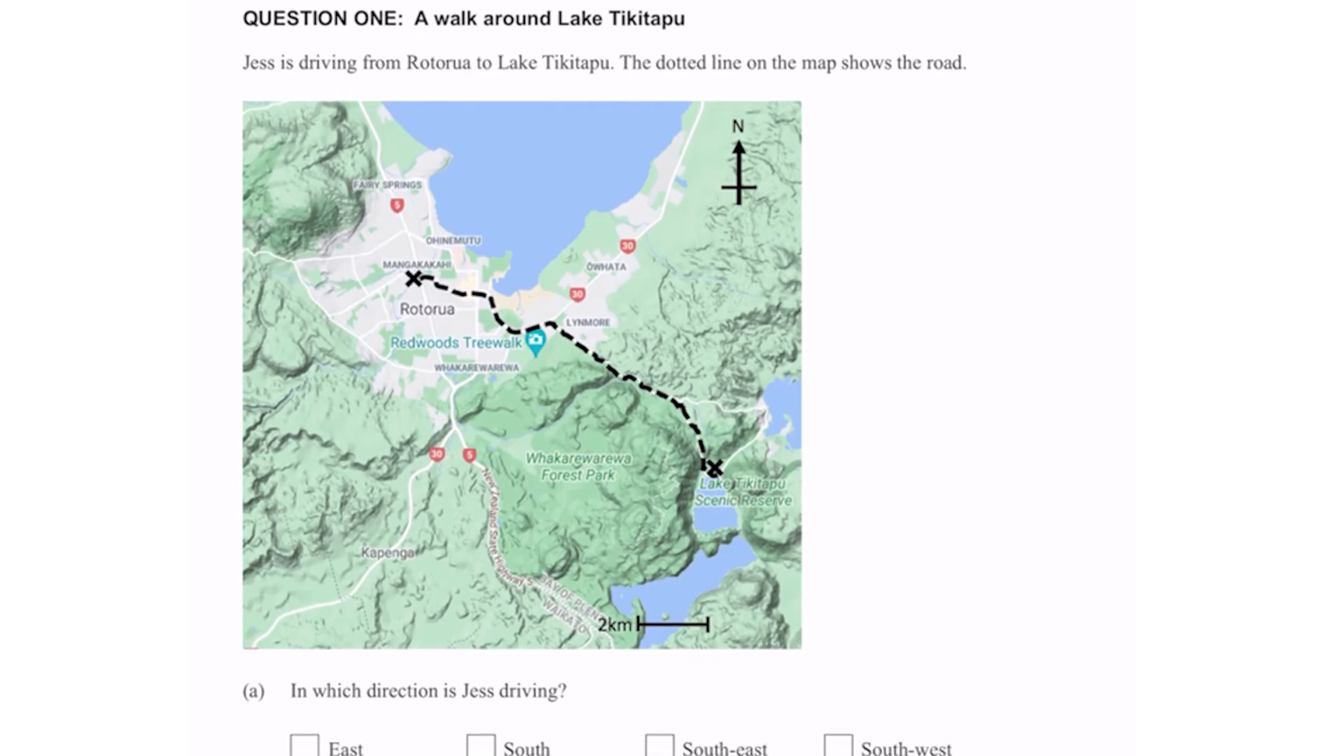So question 1, a walk around Lake Tsikitapu. Jess is driving from Rotorua to Lake Tsikitapu. The dotted line on the map shows the road. Part A, in which direction is Jess driving?